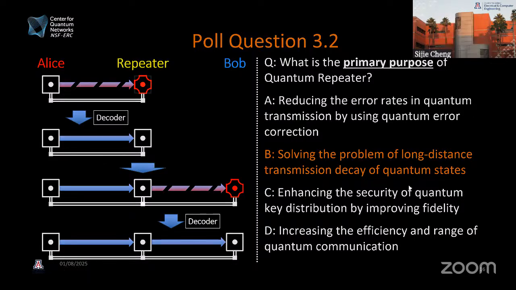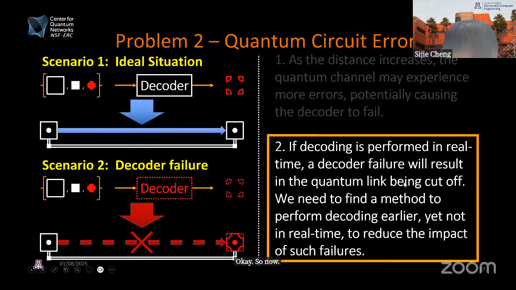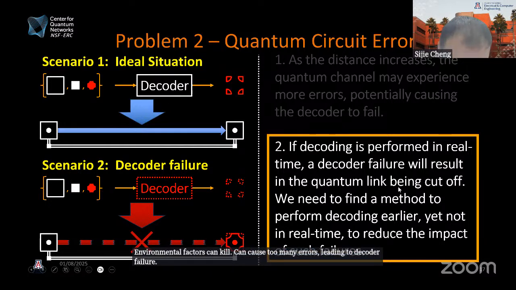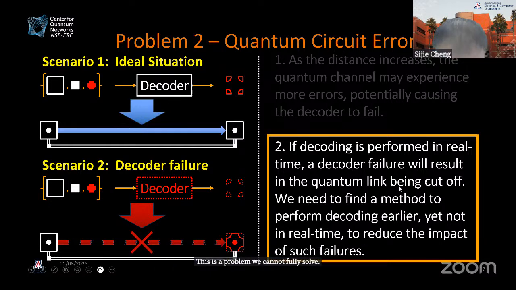Okay. So now, the second problem arises even with sufficient distance. Environmental factors can cause too many errors, leading to decoder failure. This is a problem we cannot fully solve. Thus, we need an alternative approach where decoder failure doesn't cause quantum channel failure. One solution is to perform decoding earlier than the actual communications.